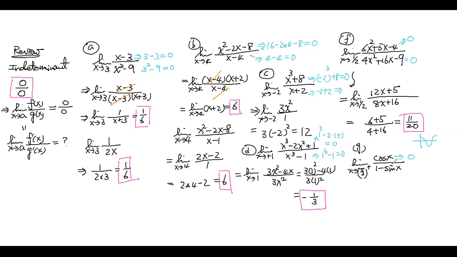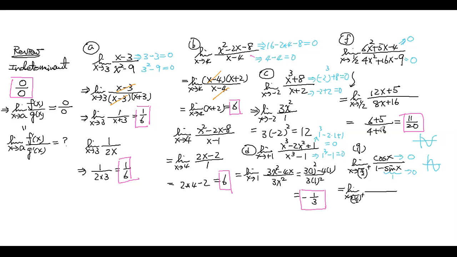Then what happens to the sine when x approaches pi over 2? The sine approaches 1, right? So that's why this will be 0, because the sine graph looks like this. Okay, so now I have 0 over 0, so I can use L'Hopital's rule. I will say x approaches pi over 2 from the right-hand side.